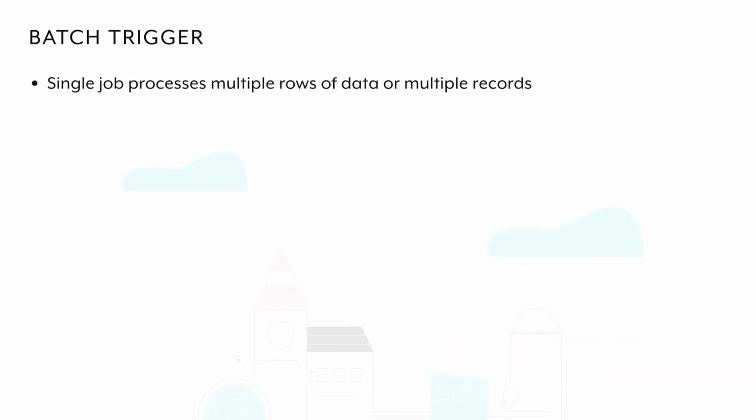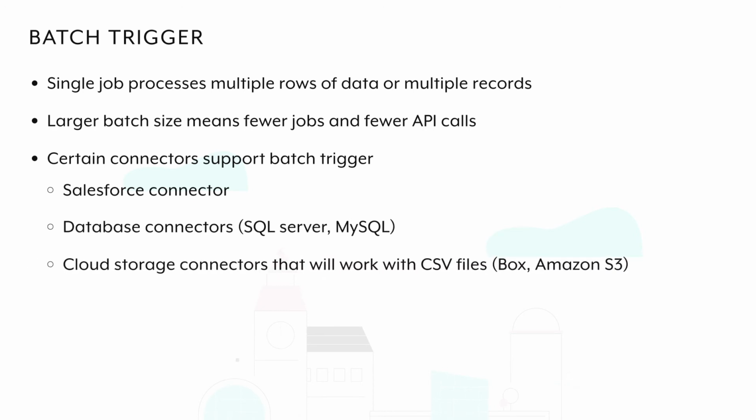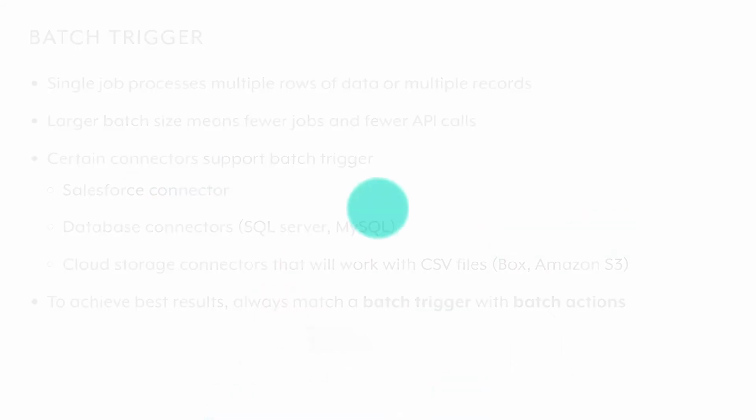Batch triggers will have one job to process multiple rows of data or multiple records. Larger batch size means fewer jobs and fewer API calls. Fewer jobs is good, as it consumes fewer tasks for the user. Not all applications support batch processing APIs. Most cloud apps support batch processing: Salesforce, database connectors, cloud storage connectors, file connectors. For best results, always match a batch trigger with batch actions. We will cover this in future modules.